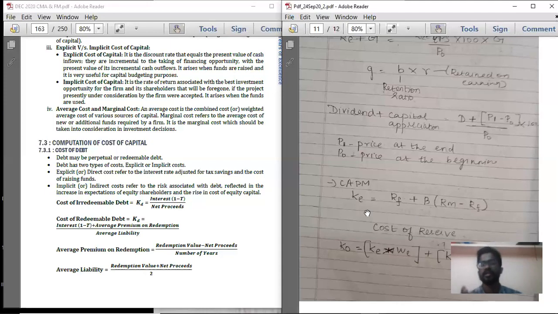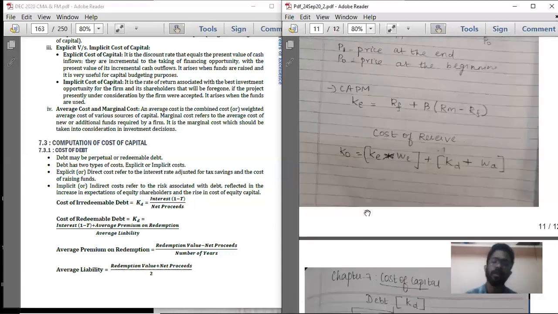So we have found 3 things: cost of debt, cost of preference share capital, and cost of equity share capital. Now below that, record the last formula, which is the overall cost of capital. Overall cost of capital will be taken as KO.